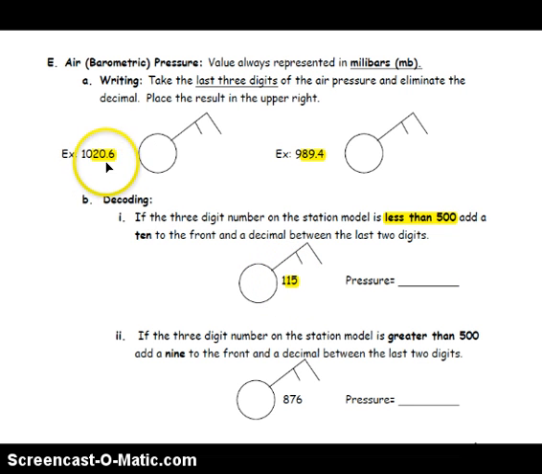Okay, so just like you see up here, we had it in real form. We took the last three digits, removed the decimal. Now I want to put it back. I want to add that 10 and put the decimal between the last two.